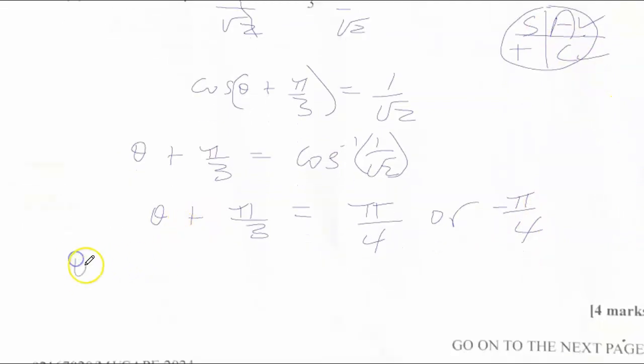So what we have is theta plus pi over 3, and we can check it. We're seeing that cos of pi over 4, cos 45, will give you 1 over root 2. Also, cos of negative pi over 4 will also give you 1 over root 2. Alright, so that's why we have pi over 4 or negative pi over 4. Both solutions.